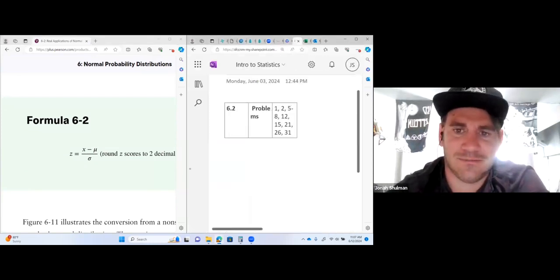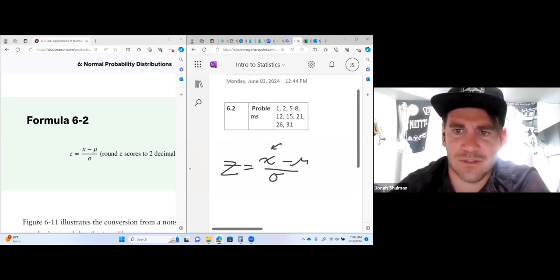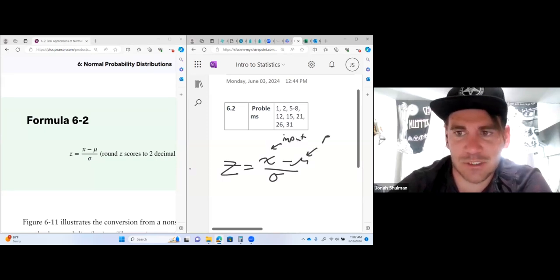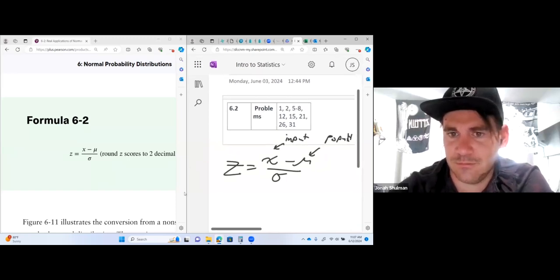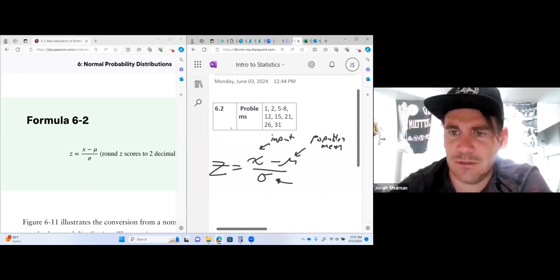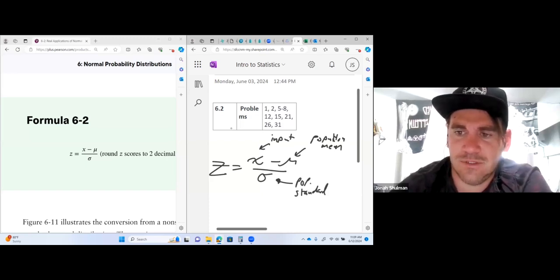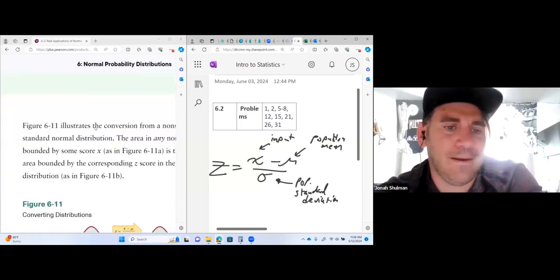Here it is. Your z-score is your x value minus the mean over the standard deviation. So this is your input, or your x. We're subtracting the mean, and this is the population mean right here. We're dividing this by the what? The population standard deviation. Oh, our z-score is back. All right.